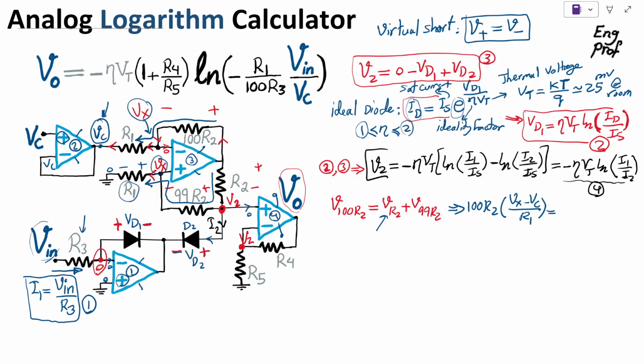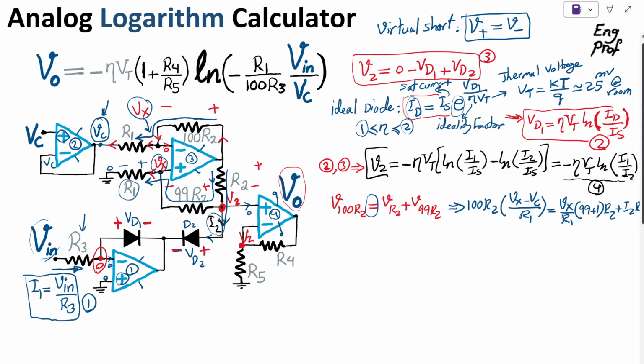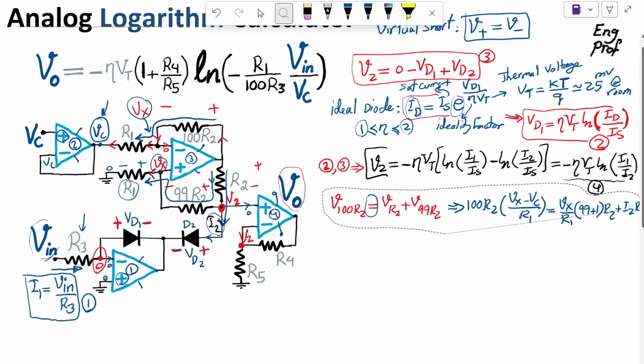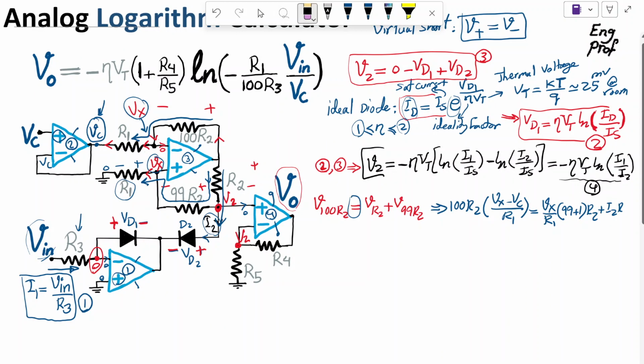That current has to also go through R2 in addition to I2 that is also going through R2. So effectively what I can say is, on the other side of this equality, I have the current Vx over R1 that is going through both 99 R2 and R2, so 99 plus 1 R2. And also I have the current I2 that is going to R2, so it will be I2 R2. Let me shift it so that you can see it. Too tight here, so there you go. Okay, great. So I have I2 R2.